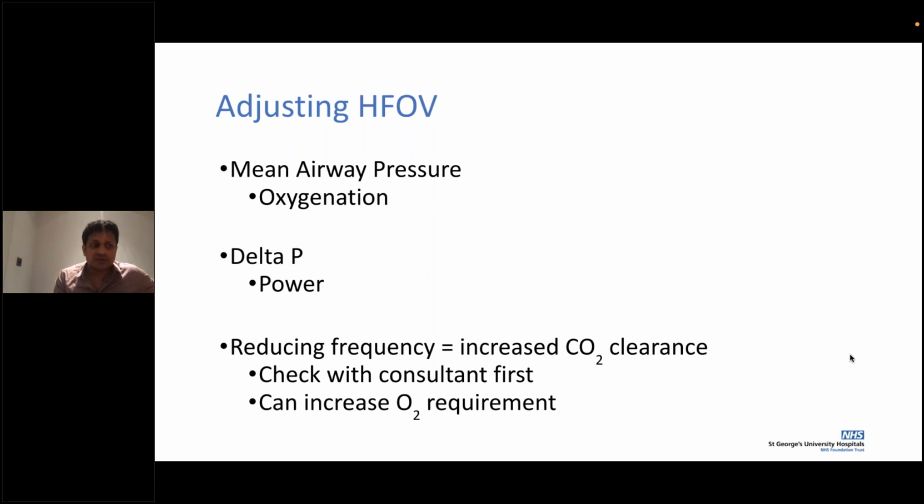But whenever you're touching your frequency, try and check with your consultant, discuss with your senior colleague, because frequency is something that I, as a consultant, would always like to be involved in that kind of decision making, unless of course it's very clear the CO2 is low and we need to go up, or you want the CO2 clearance to be getting better, so you reduce your frequency to get faster clearance of your CO2.